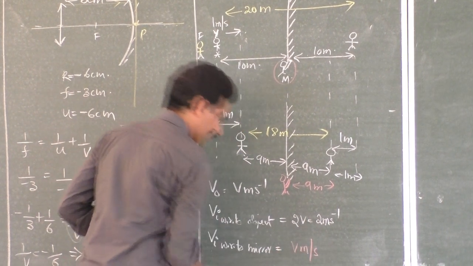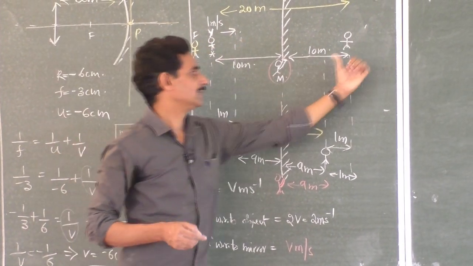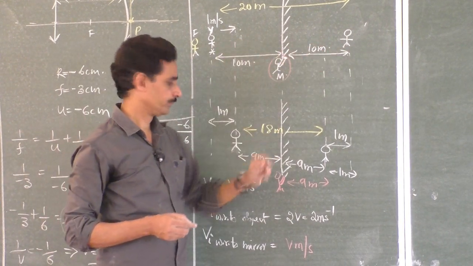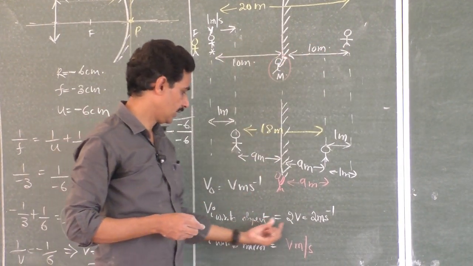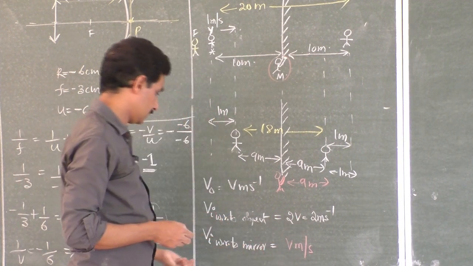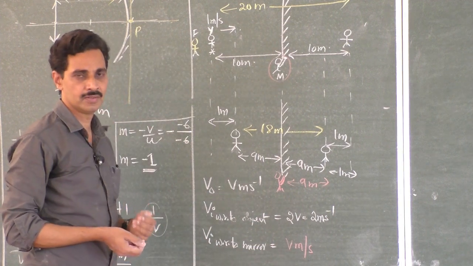Of course, if you are strictly writing it, if you take the velocity of the object as positive, this is negative because the image is moving in the minus x-axis. This is minus v. And what about this? v minus of minus v, that is 2v, like that. So the velocity of the image with respect to the mirror is v meters per second.